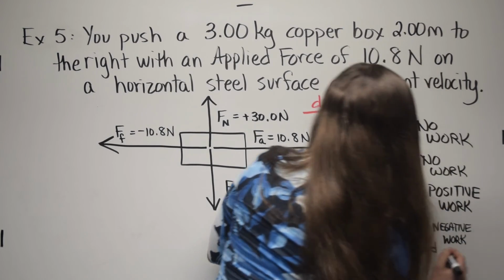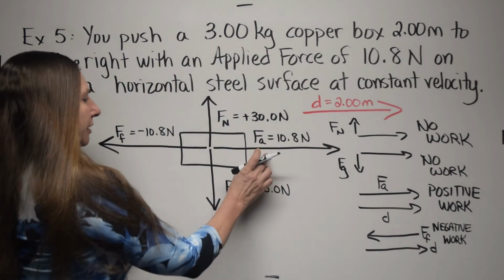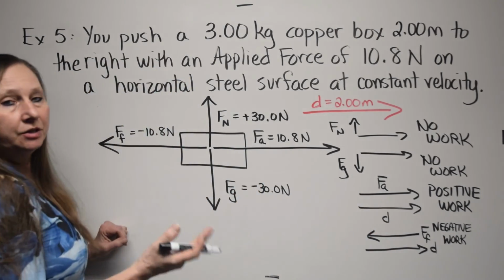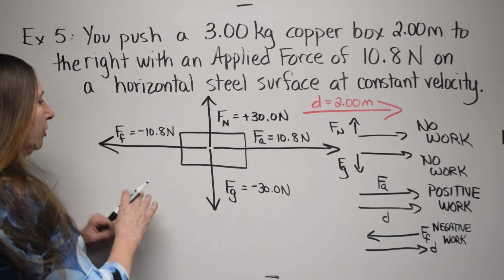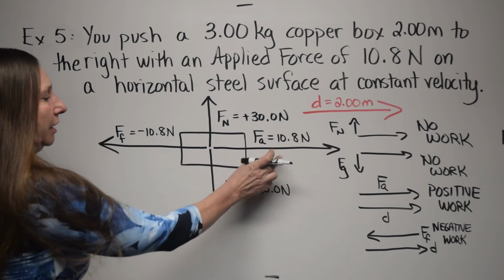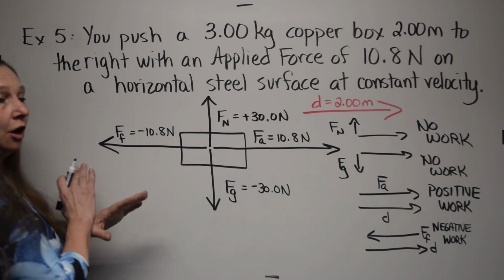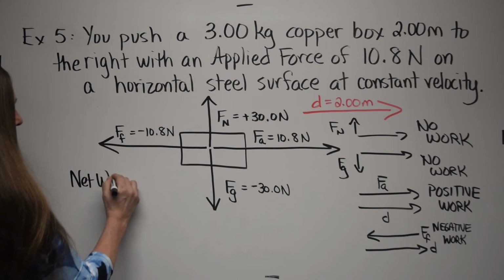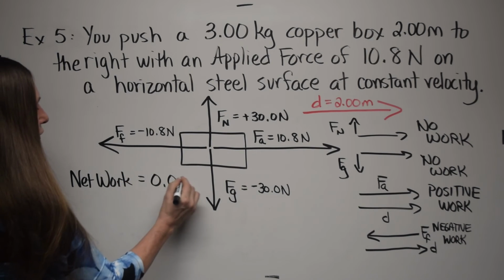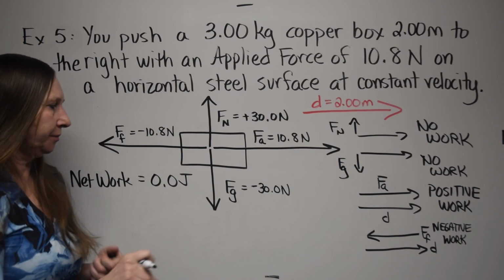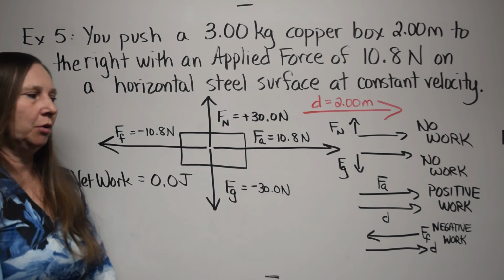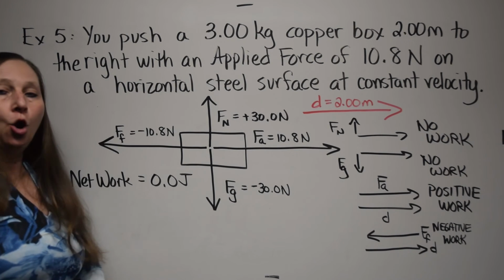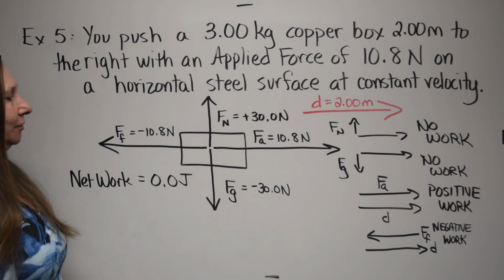Now, because the applied force and the friction have the same magnitude, and obviously the displacement is the same magnitude, what we find is that the work done by the applied force and the work done by the friction force are canceling each other out. Therefore, the net work is 0. No net work is done. The applied force did positive work. The friction force did negative work. When you add those two together, no net work was done.